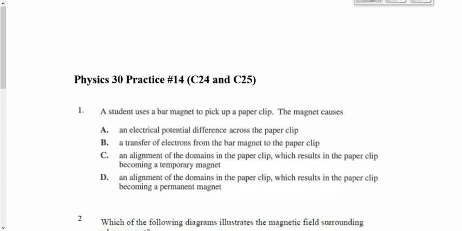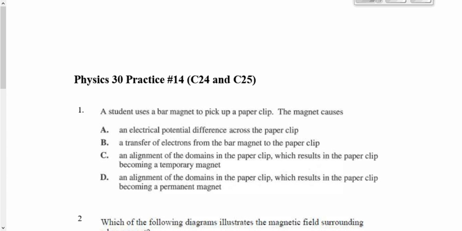All right, practice question set number 14. Question number 1 says a student uses a bar magnet to pick up a paper clip. What's going on here? Well, this is a magnet attracting a non-magnetized ferromagnetic material. And why does that happen? Well, because we temporarily align the domains in the non-magnetized ferromagnetic material.